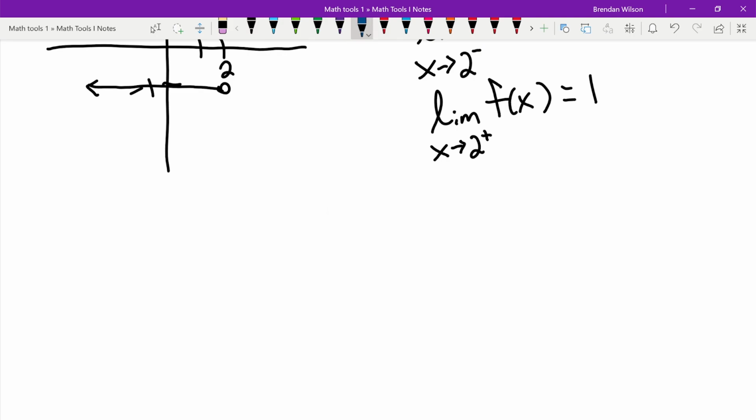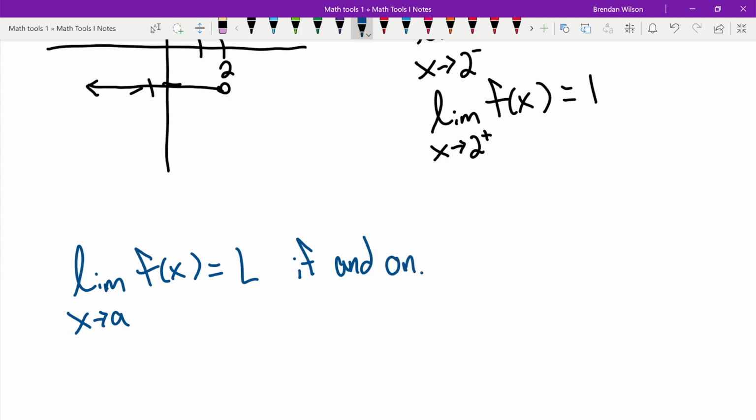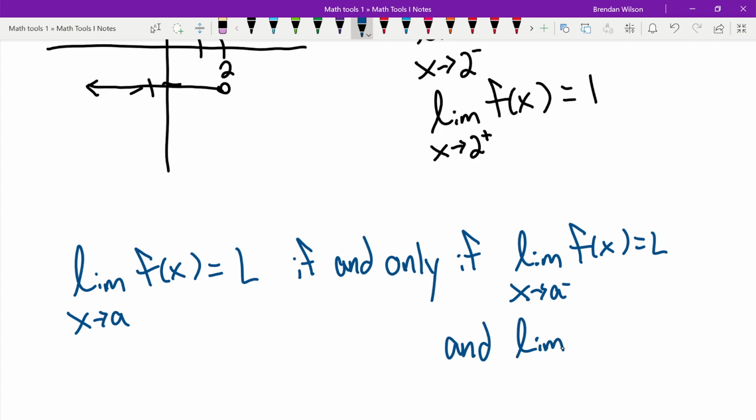Okay, so the way we could write this is that the limit as x approaches a of f of x equals L if and only if the limit as x approaches a from the left of f of x equals L and the limit as x approaches a from the right of f of x equals L. So if and only if, this statement means that this side implies this side and this side implies this side, right? So in other words, they're logically equivalent.